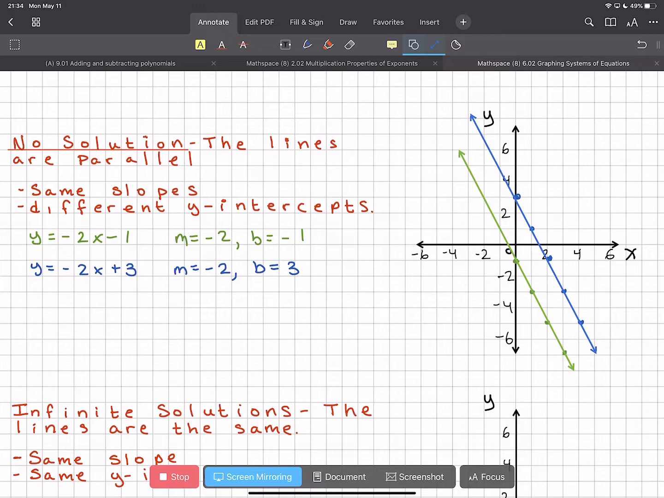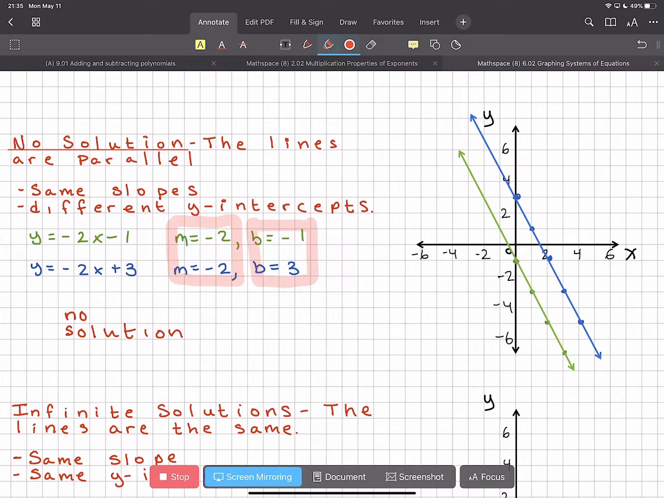And we know that parallel lines will never meet. So because these lines never meet, there is no point where they'll intersect, which means no solution. Now, I can see that on the graph that they're parallel, but again, I can tell just by looking at the equations, because in systems of equations where there's no solution, the slopes are the same, but the y-intercepts are different.